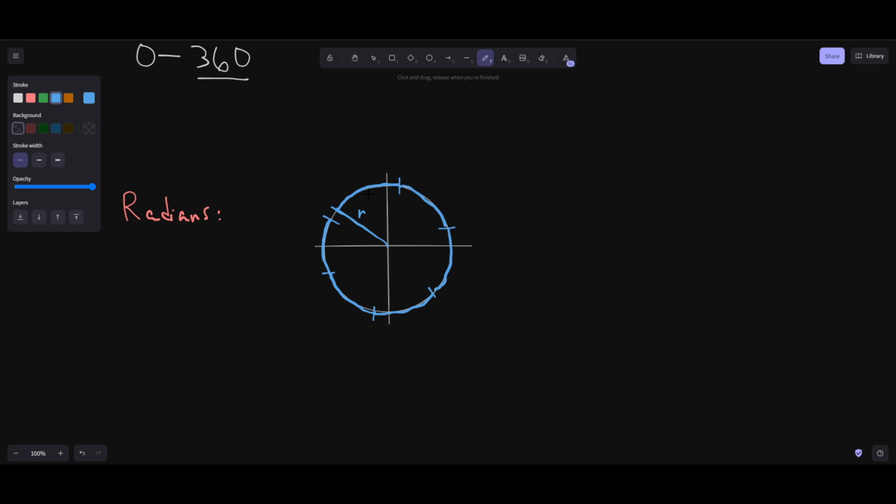But we should have 6 here. 1, 2, 3, 4, 5, 6. And then a little bit left over. So it's 6 radiuses that can go around the circle, and a little bit left over, and that little bit left over is 0.28... and if you take this entire value, then it is exactly equal to 2 pi.